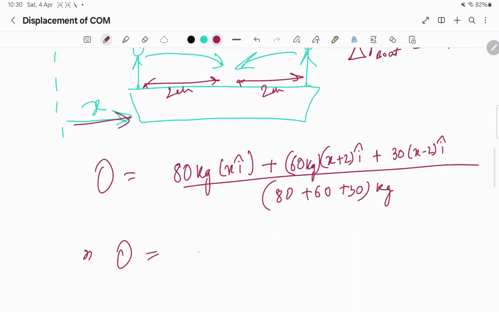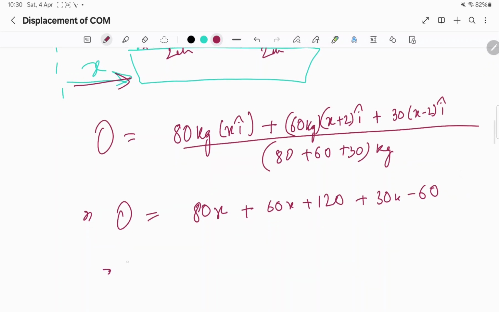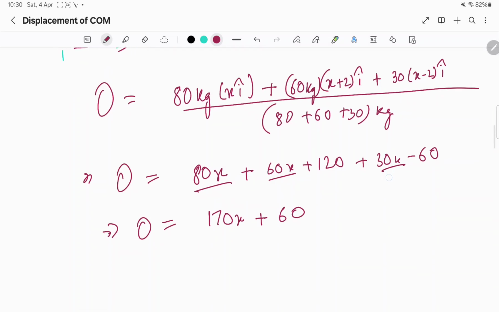Now you can say 0 equals 80x plus 60x plus 120 plus 30x minus 60. So what we will get: 0 equals 80 plus 60 is 140, plus 30 is 170x, plus, here, 120 minus 60 is 60. So I will get x equals minus 6 by 17, that is, 6 by 17 meters.